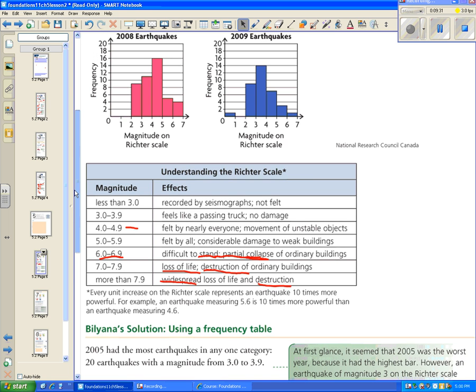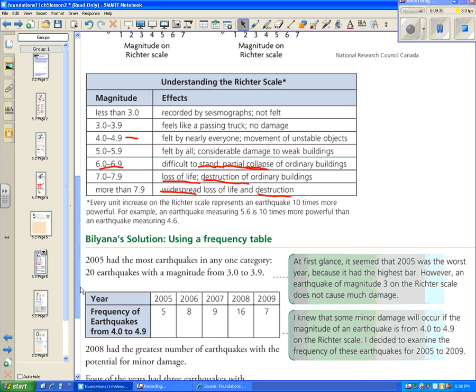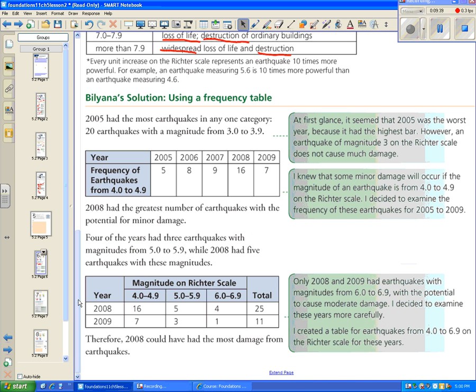Okay, so if we go back up and we look at these, Biljana's solution is to use a frequency table. So she said that 2005 had the most earthquakes in any one category. There were 20 earthquakes with a magnitude from 3.0 to 3.9. So she says, at first glance, it seemed like 2005 was the worst year because it has the highest bar.